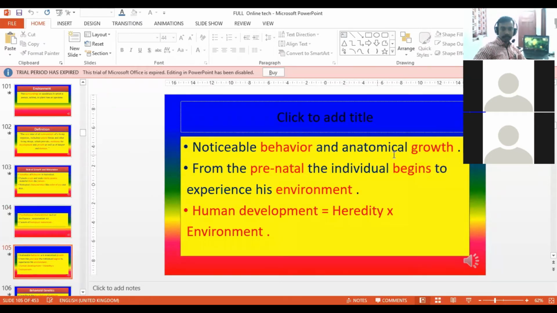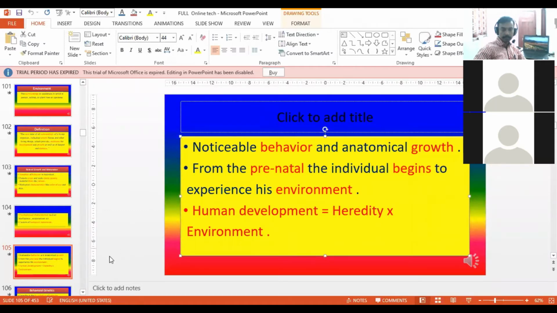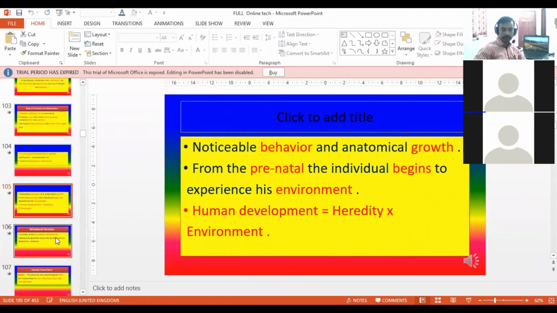Noticeable behavior and anatomical growth. Prenatal: the baby begins to experience his environment. So human development is equal to a mathematical representation: human development is equal to heredity into environment, heredity multiplied by environment.